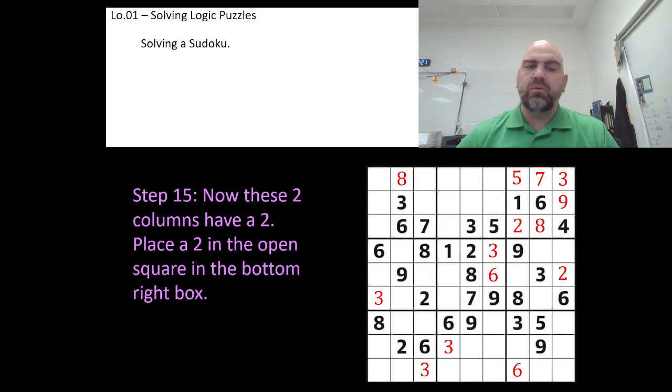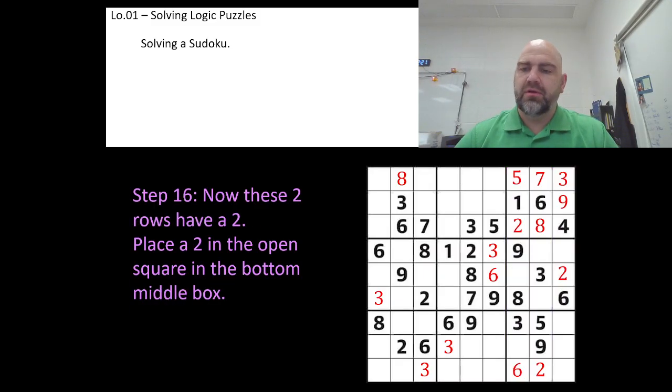All right, now we have, where is it here? These two columns right here both have a 2 already, one in the top box, one in the middle box. The bottom box does not have a 2 yet, so we're going to put a 2 in the bottom middle box spot of that box. All right, let's take a look. Let's keep going on the 2s. These two rows already have a 2, and so the left and the right boxes are done.